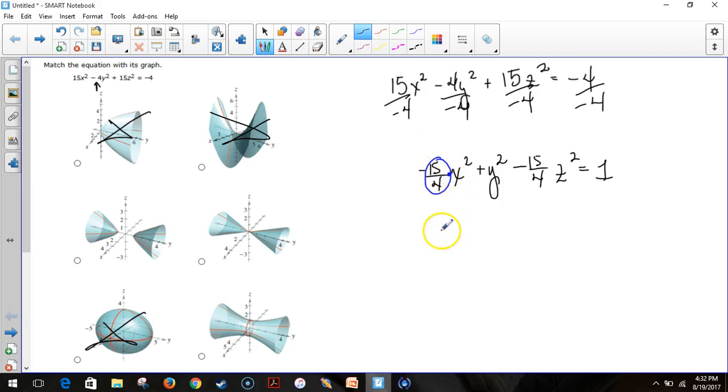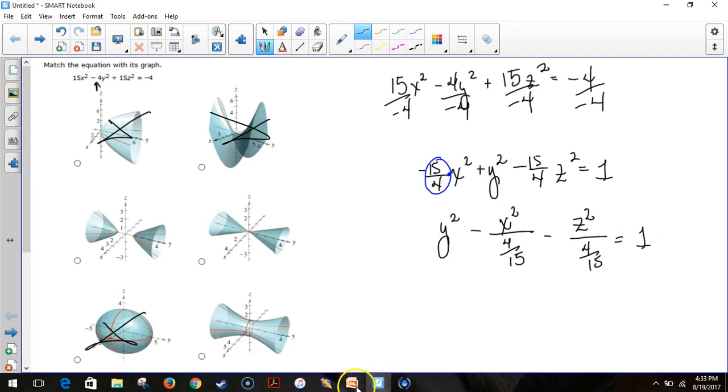So, let's put the y squared first since it's positive, and then I'm going to say negative. I'll have my x squared up top, and instead of saying multiply by 15/4, I can say divide by 4/15. Instead of saying negative 15/4 times z squared, I could say negative z squared divided by, again, the same thing, 4/15. And now this matches my formula. I have the two negatives.